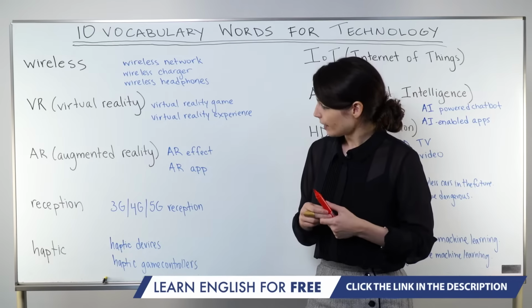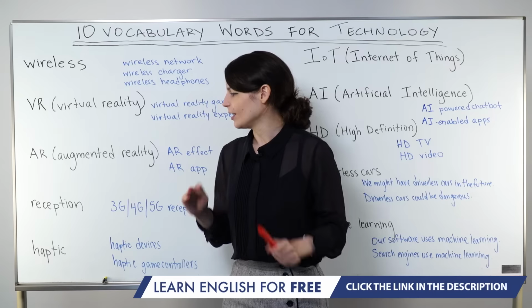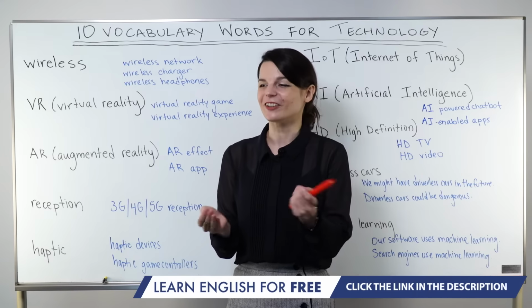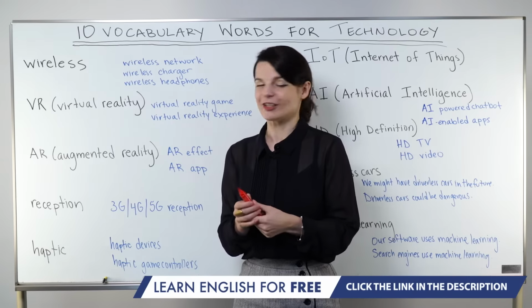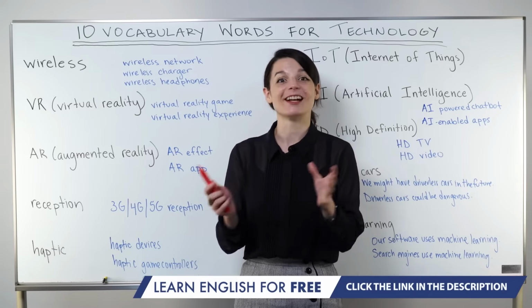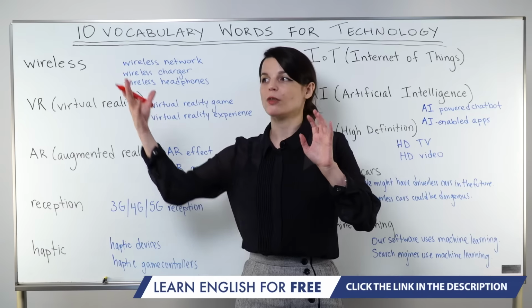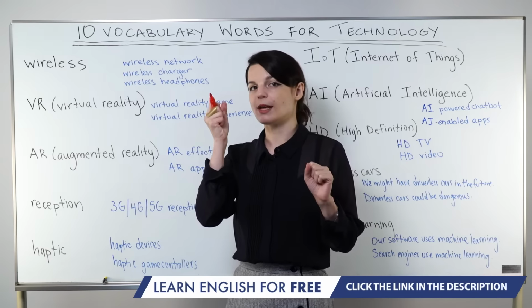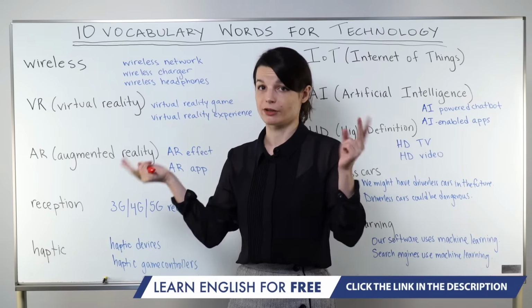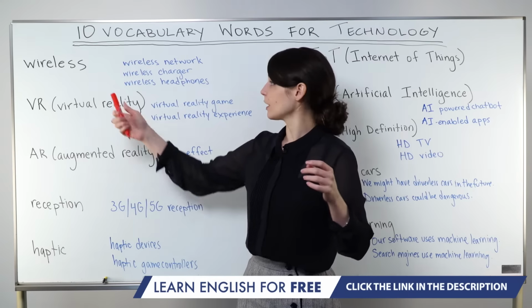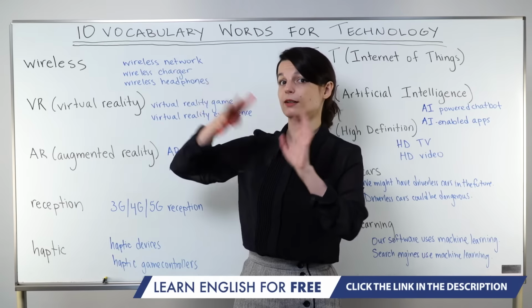Okay. The next word is reception. So reception, of course, we can use at a hotel, or maybe at a restaurant lobby or a restaurant desk or something. But reception here refers to the signal that you get, usually with a mobile phone or cell phone. And you can also use it to talk about a wireless network signal too.